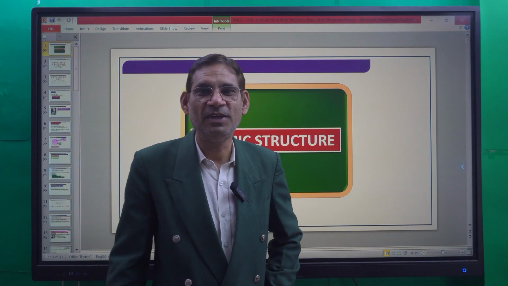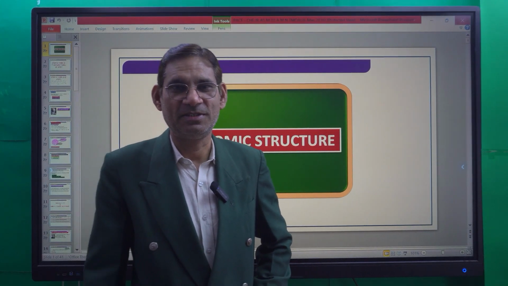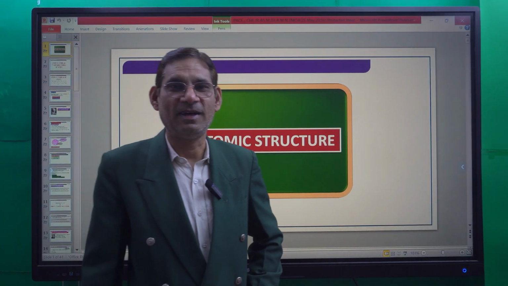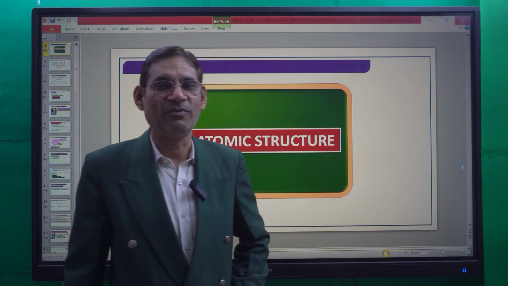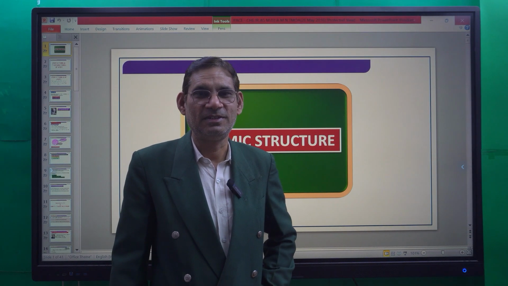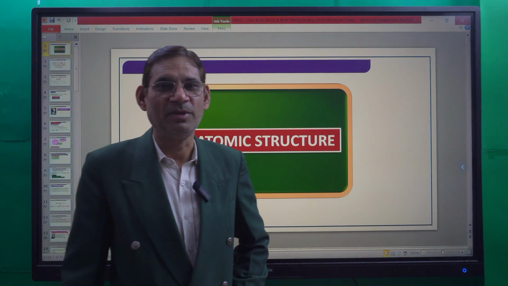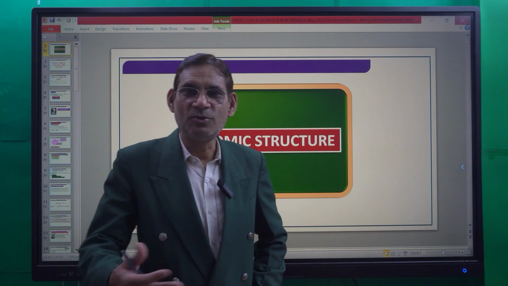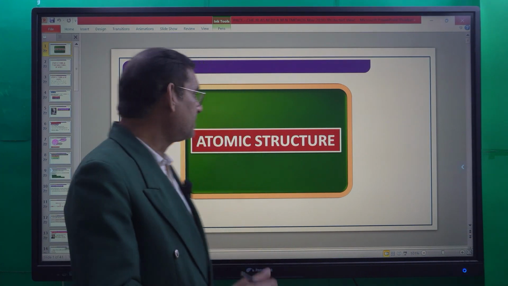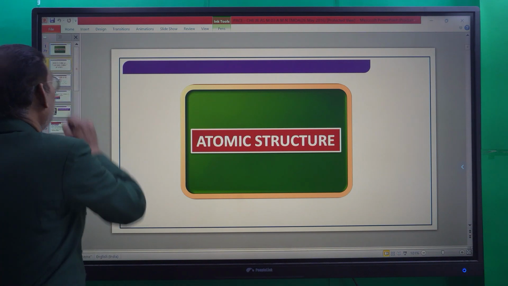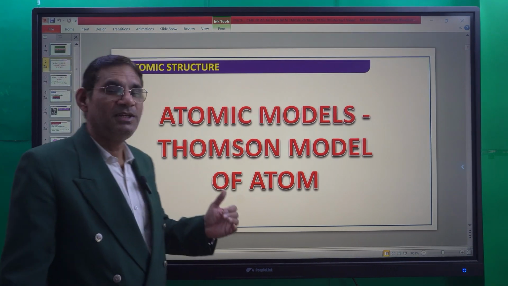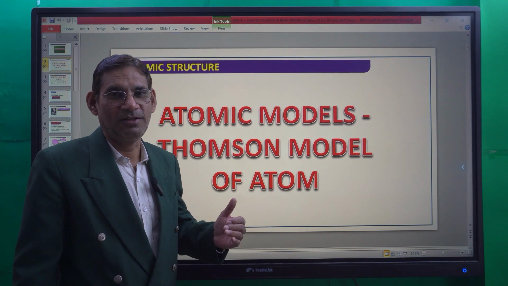As you know, we are doing the atomic structure chapter. In our previous lessons, we have discussed the introduction of the atom, the importance of atomic structure, and the subatomic particles. Now today we are focusing on atomic models. First in atomic models, we will be talking about Thomson's atomic model.